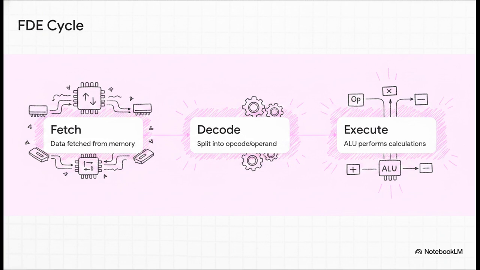First up is the fetch stage, where data and instructions are pulled directly from the computer's memory. Second, we decode. The CPU splits those instructions into an opcode and an operand. Basically, it's figuring out what specific operation to perform and exactly what data to perform it on. Finally, we hit the execute stage. This is where the arithmetic logic unit, or ALU, actually fires off the logical or arithmetic calculations. And what is truly mind-boggling here is that this high-speed assembly line is repeating itself billions of times every single second just to keep your device running smoothly.